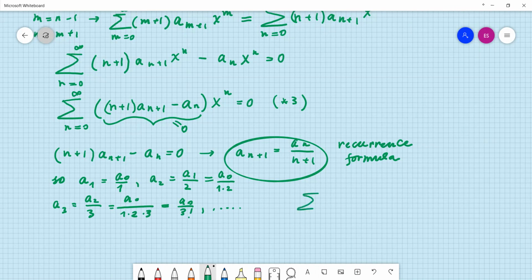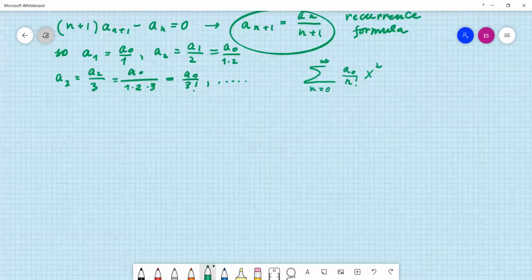So the series is going to be the sum of a0 over n factorial times x to the power of n, n goes from 0 to infinity. So I solved this series equation and found the coefficients. A0 is an unknown constant. Maybe there are going to be some other conditions which define it. Right. Now, guys, a few words about useful series.